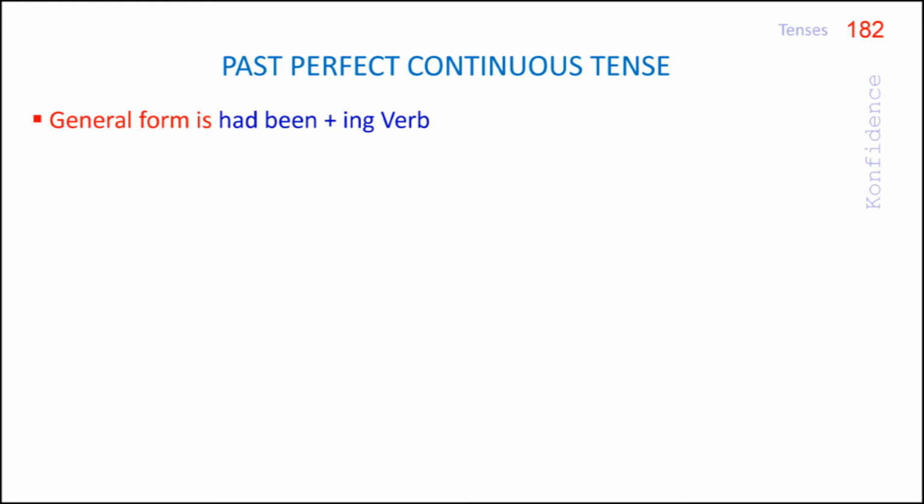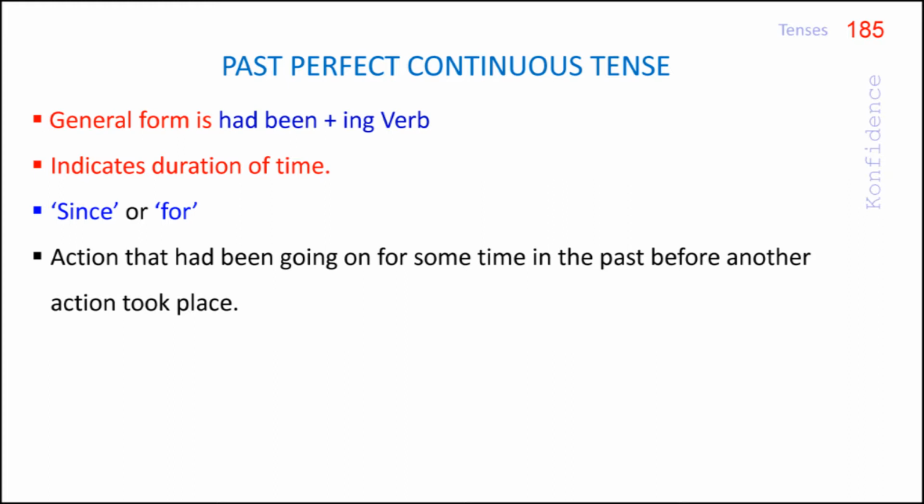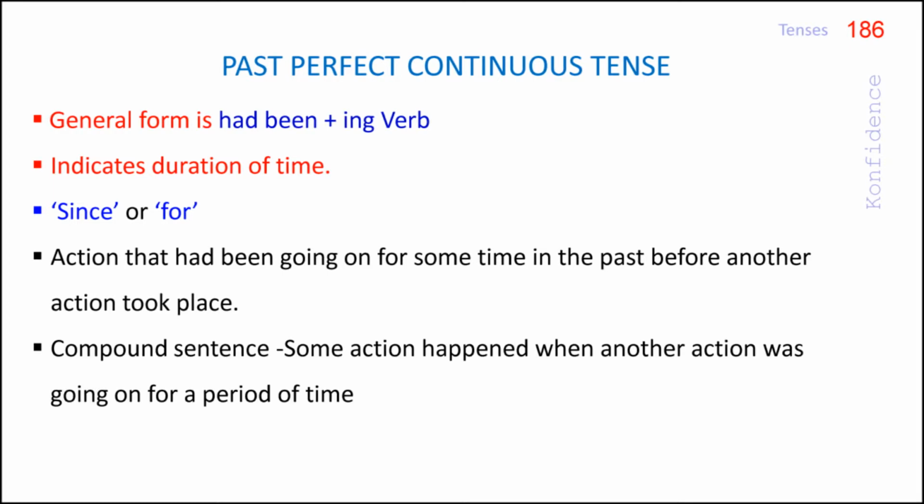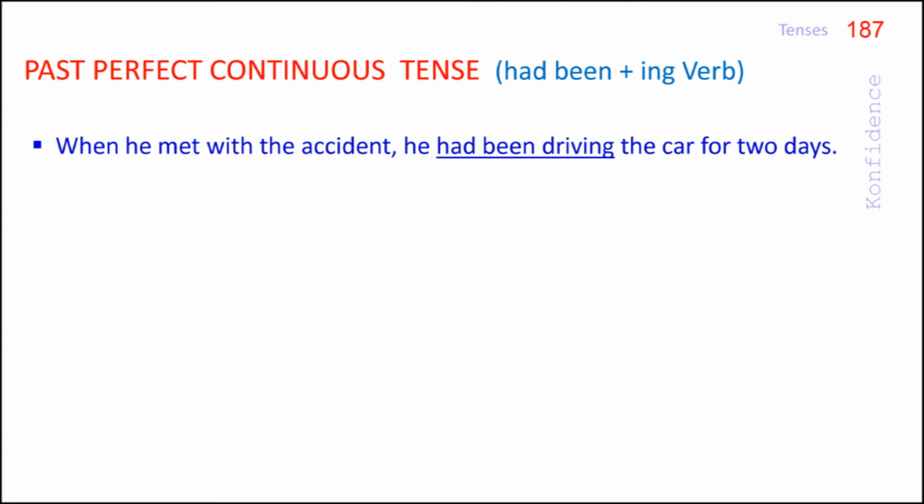Now let us look at the past perfect continuous tense. This tense is formed by adding the ing form of the given verb with had been. This tense indicates duration of time. So it takes either since or for. It's used to denote an action that had been going on for some time in the past before another action took place. This tense is also used to make a compound sentence in which some action happened when another action was going on for a period of time.